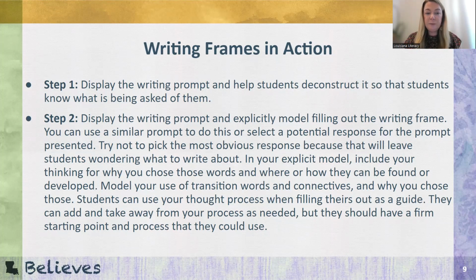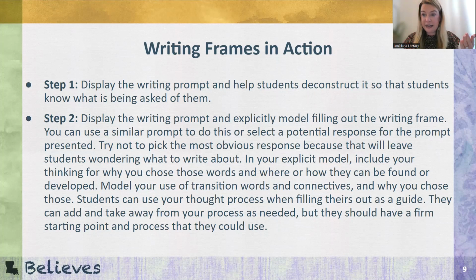You can use a similar prompt to do this with, or you can select a potential response for the prompt presented, a less obvious response that could come from that question. Try not to pick the most obvious response, because that will leave students wondering what it is that they're supposed to write about. In your explicit model, include your thinking for why you chose those words and where or how they can be found or developed.